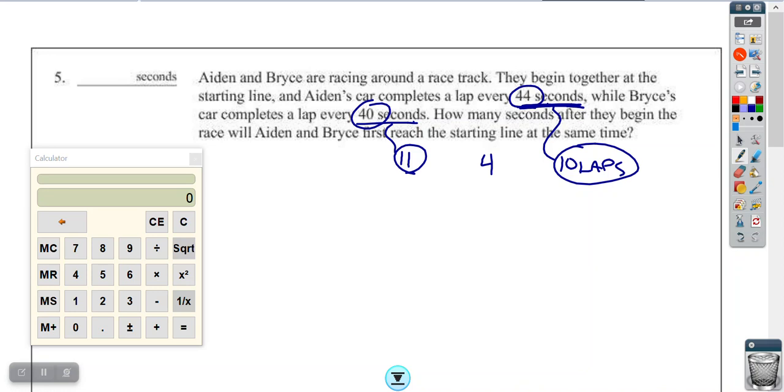All right. Well, okay. So what's 10 times 44? That's right. It's 440. So we have 440 seconds.